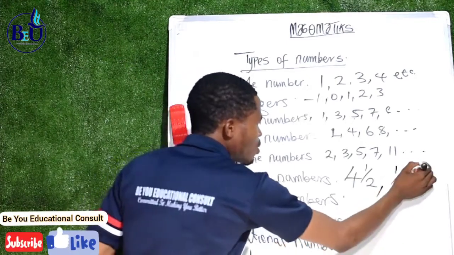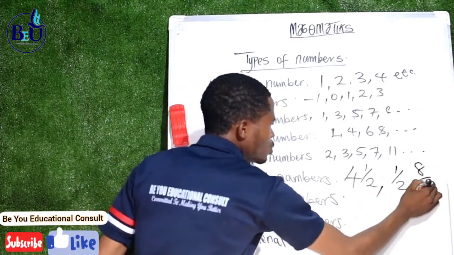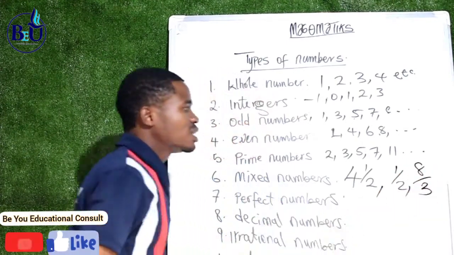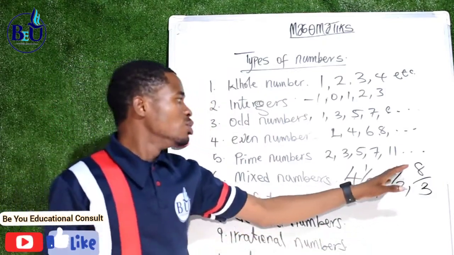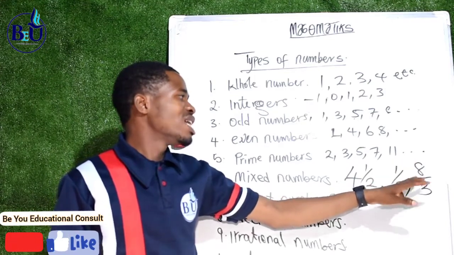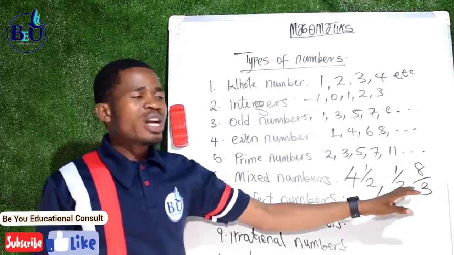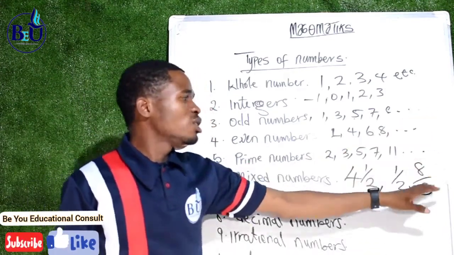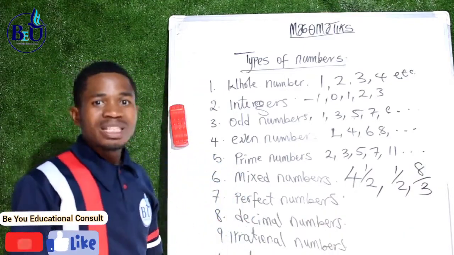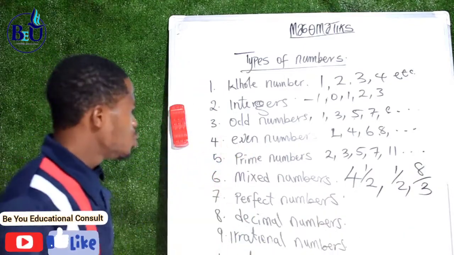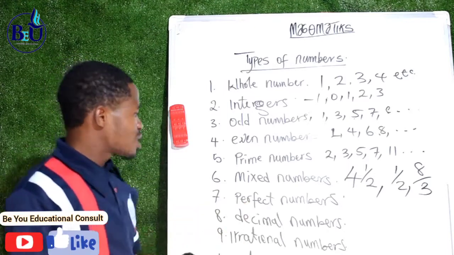But when it's improper, you have something like 8/3. You can see that this is an improper fraction. Proper fraction is when the numerator is less than the denominator. But whenever the numerator becomes more than the denominator, we call it improper fraction. Remember I said that fraction is part of a whole number. Then we'll have perfect numbers.